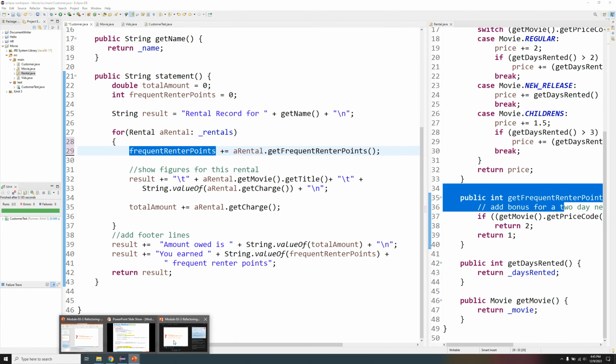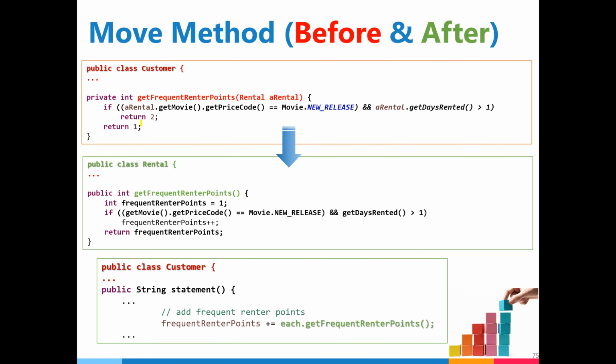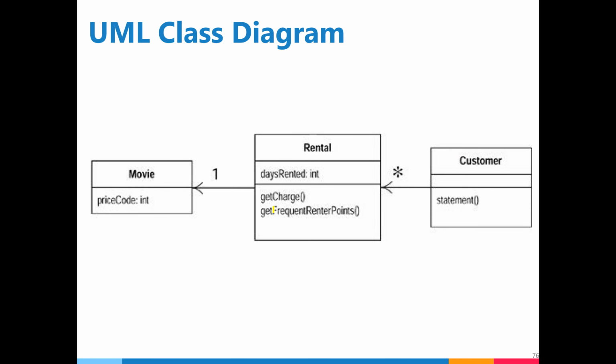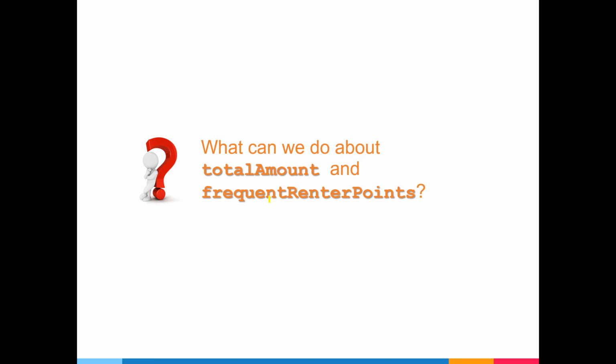Let's go back to the slides. So we did the same thing, and we compile and test. From customer, we move to the rental, and we don't need to pass this one anymore. And we directly call frequent renter points inside the statement method. So this is the class diagram. What happened? getFrequentRenterPoints moved into the rental. And that's the sequence diagram, compile and test.